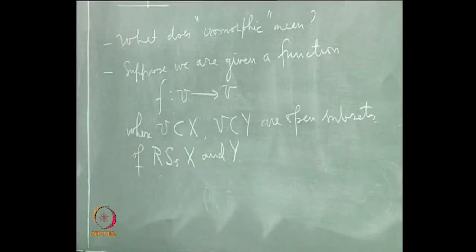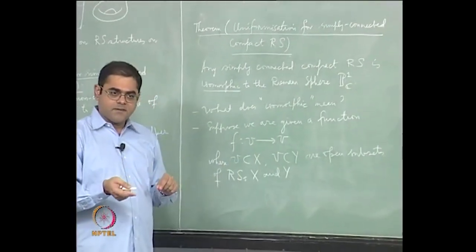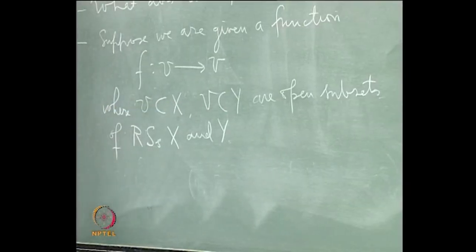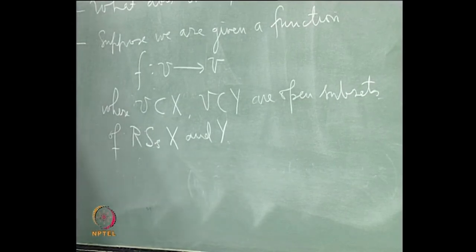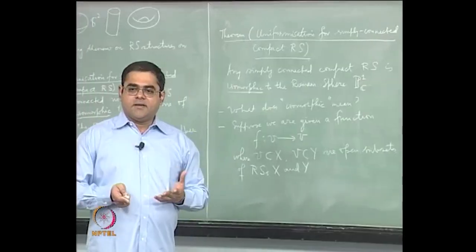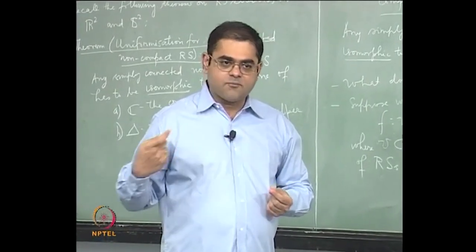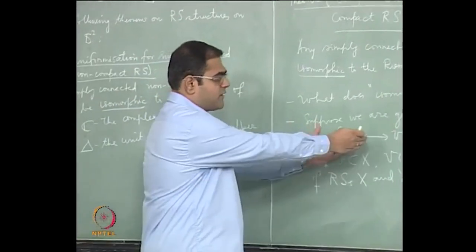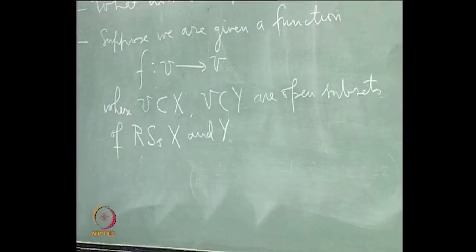Once I define this, then I can define when a map from X to Y itself is holomorphic, and then I can define when a map from X to Y is an isomorphism by requiring that it has to be holomorphic and the inverse map also is holomorphic. And there again, of course, it will follow that if it is holomorphic and bijective, then the inverse map will also be holomorphic. That is the reason why, in order to formalize the notion of isomorphism, I have to formalize this notion of a holomorphic map between open subsets of Riemann surfaces.